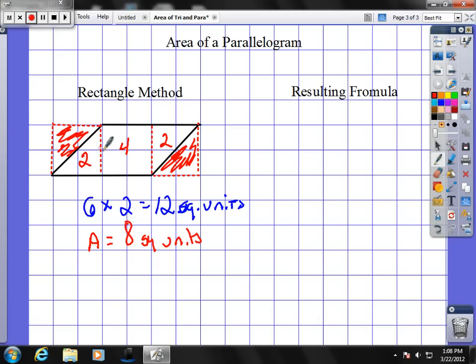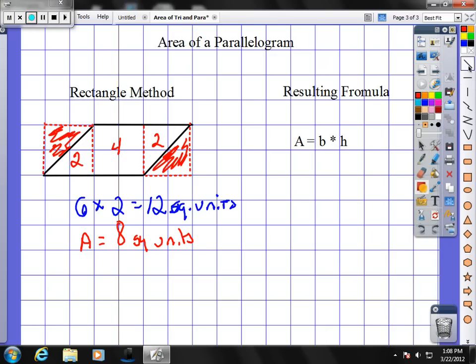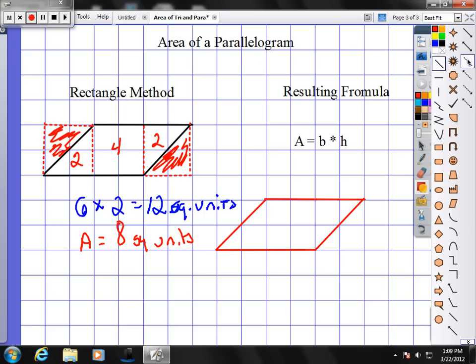Now again, not really a big fan of the rectangle method, but it gives you a pretty good picture of how to do it. What we want to do though is use a resulting formula, which is area equals base times height. So let's try and get that same parallelogram. It was 1, 2, 3, 4. 1, 2, 3, 4. We'll do this one in red, I guess. And it was down to 2, over to 4, and back up. And what I want you to focus on now is the base and the height.